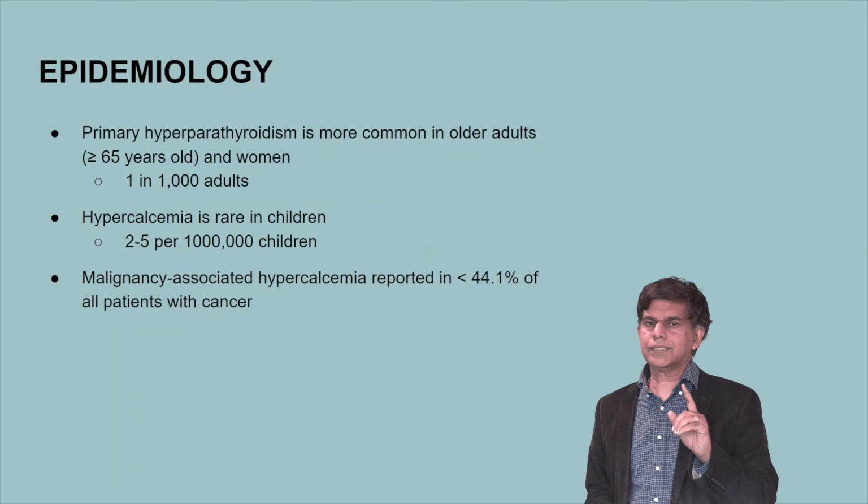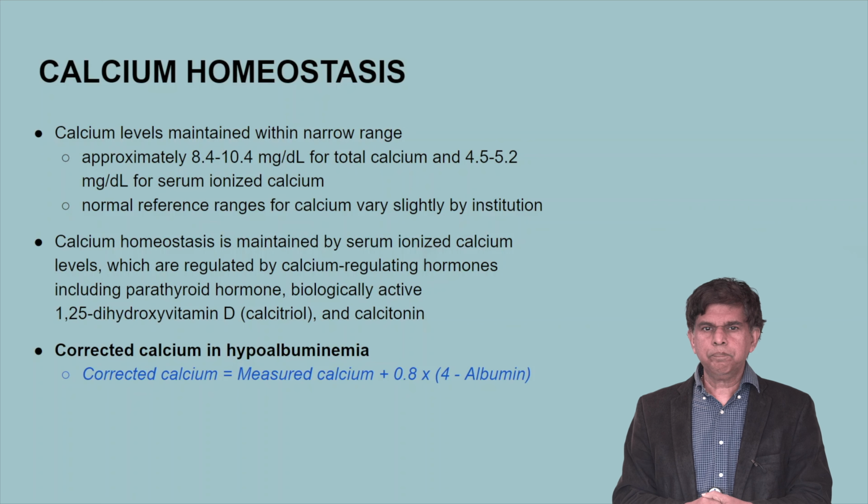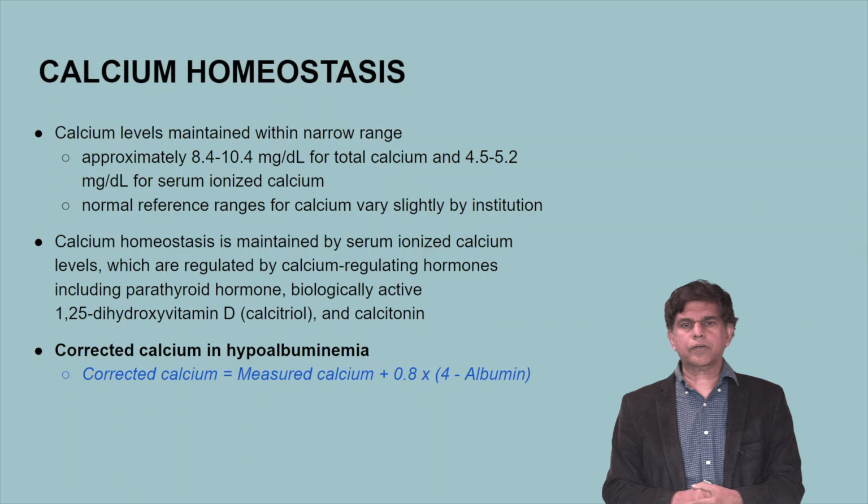First, let's talk about calcium homeostasis. Calcium level is maintained in a narrow range by the body, from 8.4 to 10.4. For ionized calcium, it could be from 4.5 to 5.2. Like all the other electrolytes, you have a range, but calcium has a narrower one. It's maintained through serum ionized calcium level, which is regulated by calcium-regulating hormones.